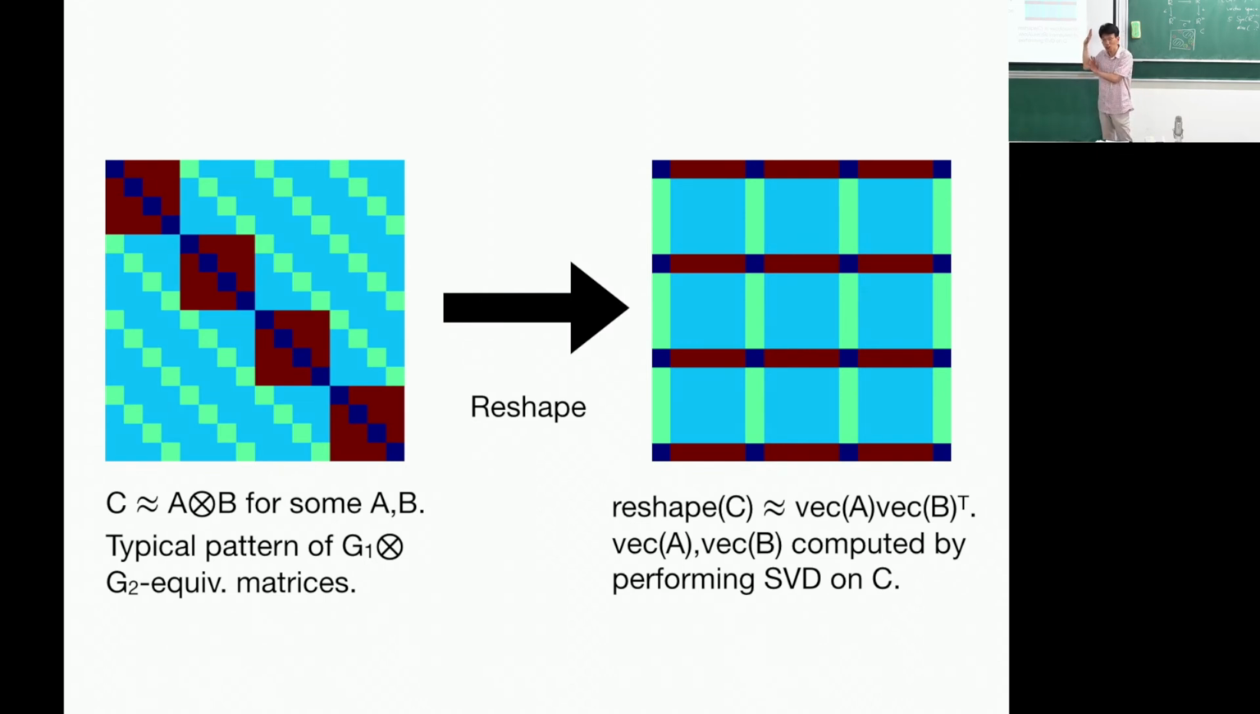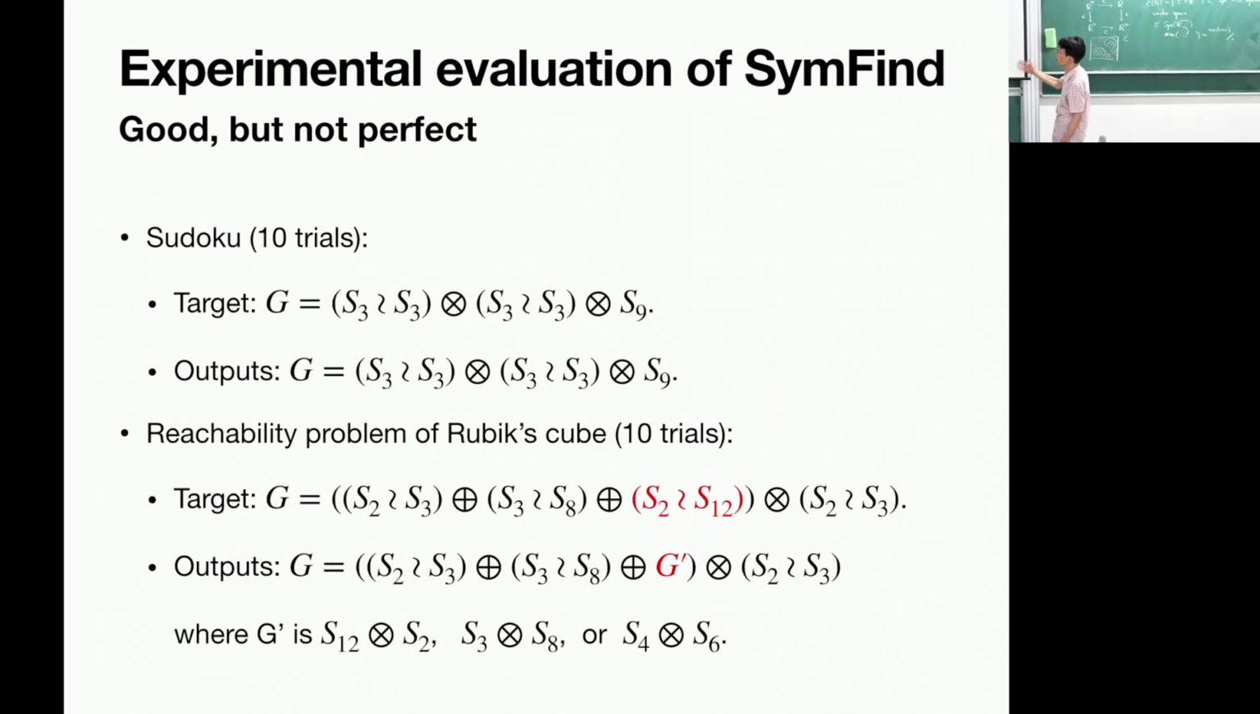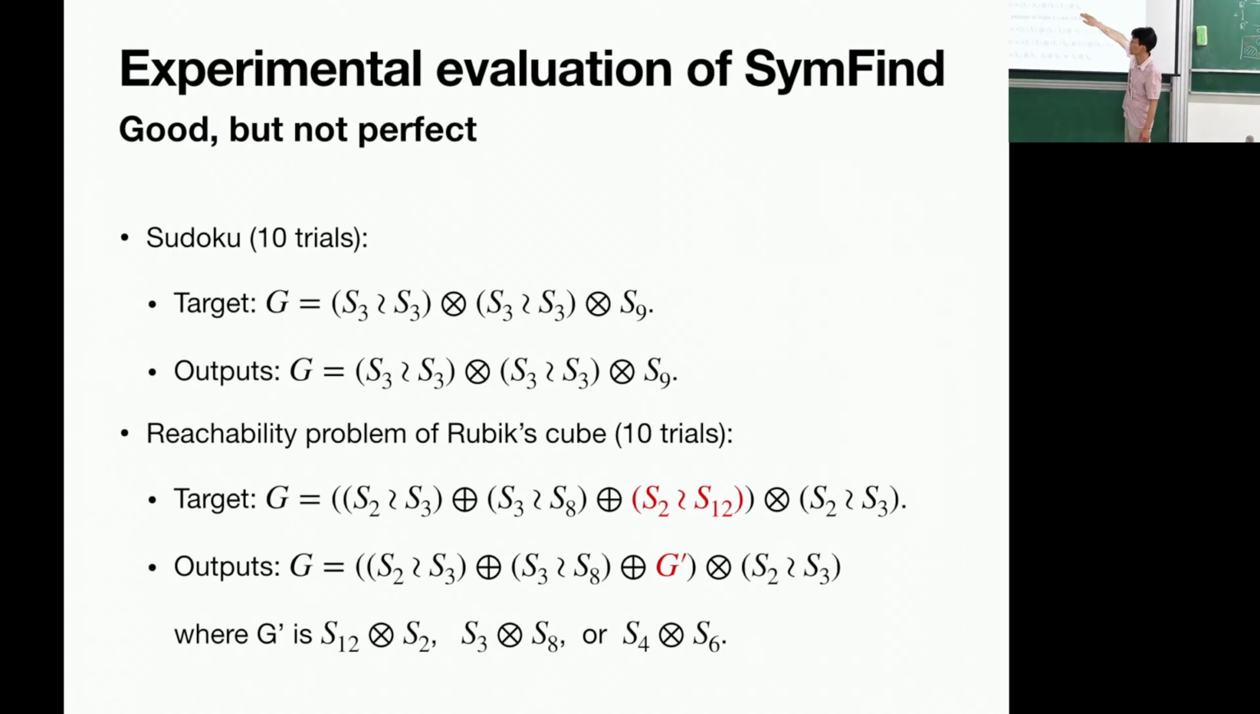I'm sure it's not very clear what's going on. But the point I want to make is that there are patterns. If something is equivariant with respect to the direct sum group, it should have a certain pattern. If it's equivariant with respect to the direct product group, it should have certain patterns and so on. We are exploiting these patterns to make our search more efficient. And does it work? If you apply it to Sudoku, it works perfectly. Our algorithm always finds the right groups, with 10 random trials and random seeds.